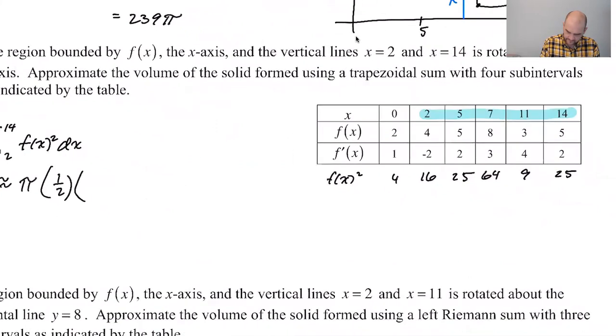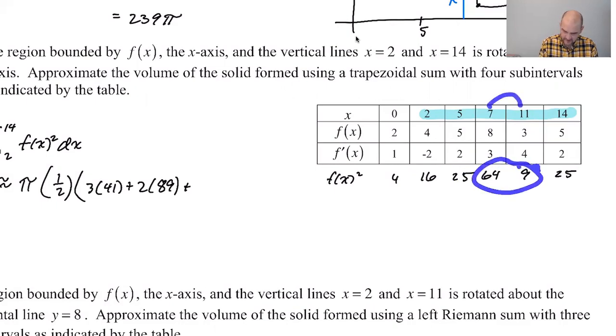And then, so from here to here is 3. And then we add these, 3 and 41. 3 times 41 plus from here to here is 2. And we add these. So we get 89. 2 times 89. Plus, so you want to do a lot of sums, and the more sums you do, the better you get at them. So 4. And then we add these. 4 times 73.